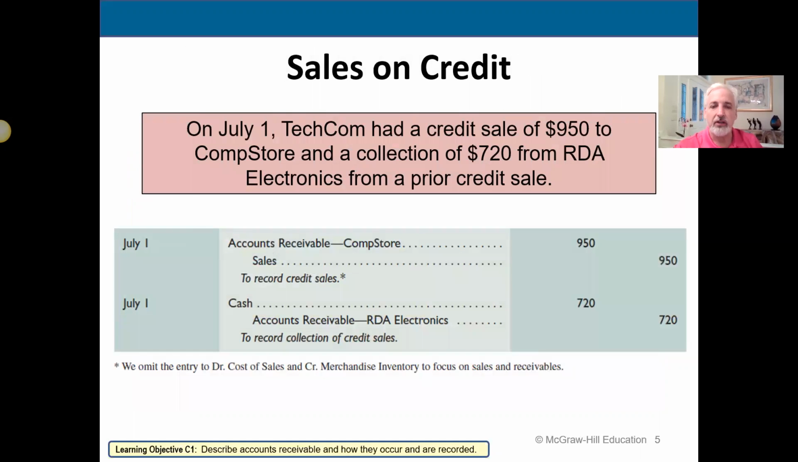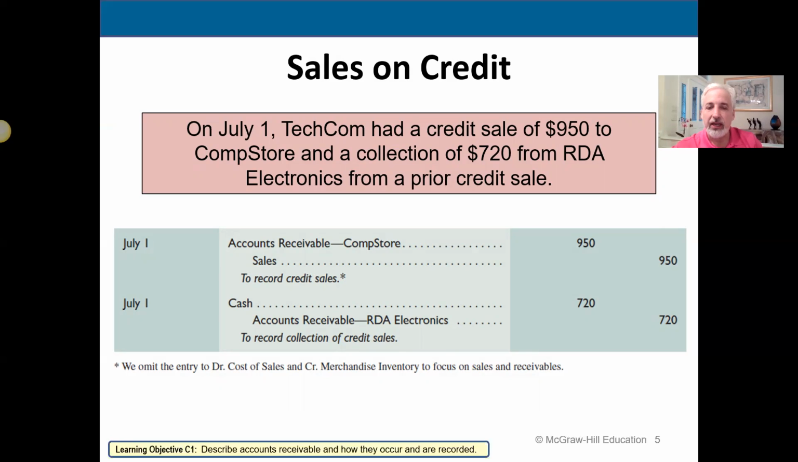So let's take a sale on credit. Notice on July 1, accounts receivable, comp store, and sales. So the income statement is impacted with the sale. The balance sheet is impacted with the receivable. And retained earnings, bottom line, increases by the amount of sales, so we're in balance.